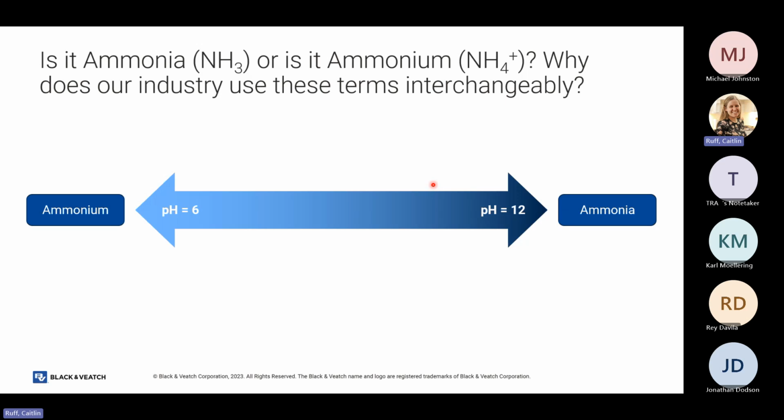So, something I feel like we're sometimes a little lazy about in our industry, we use ammonia and ammonium interchangeably. I'm going to get into the nuances a little bit of why, and break down the chemistry of what's happening in the wastewater. Sometimes you hear ammonia, sometimes you hear ammonium, and folks just use them back and forth. So, why is that?